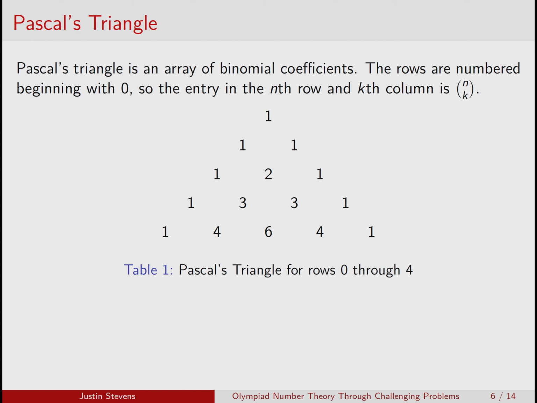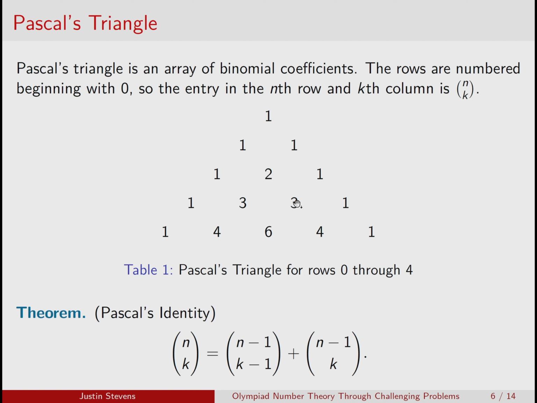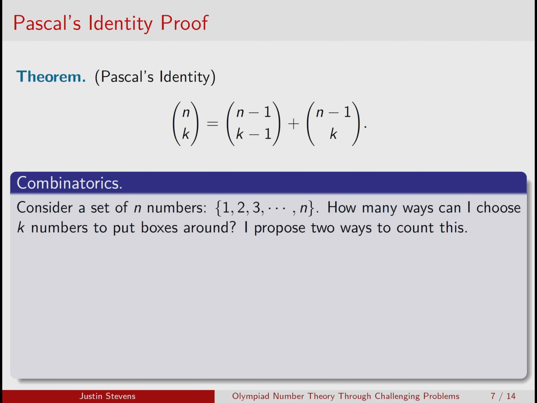And you might notice a cool fact here, which is if you take the two numbers above a given number, the two of them sum to the number below it. So for instance, 1 plus 3 is equal to 4. 3 plus 3 is equal to 6. 2 plus 1 is equal to 3, and so forth. So Pascal's identity says that n choose k, so the entry in the nth row and kth column, is equal to n minus 1 choose k minus 1 plus n minus 1 choose k. So it's equal to the two terms directly above it. Let's see a cool proof of Pascal's identity now.